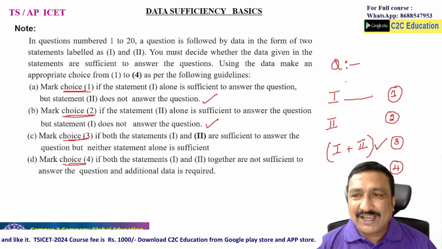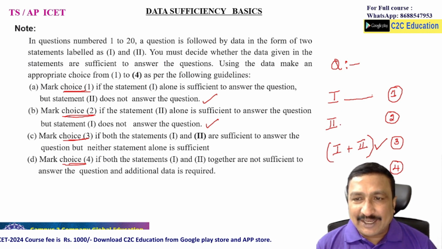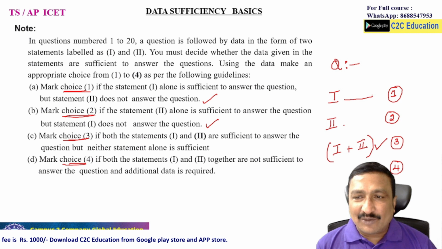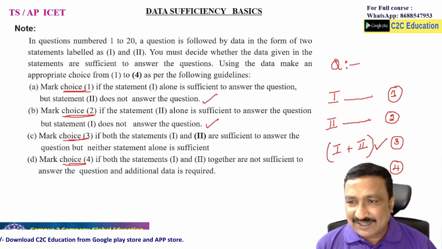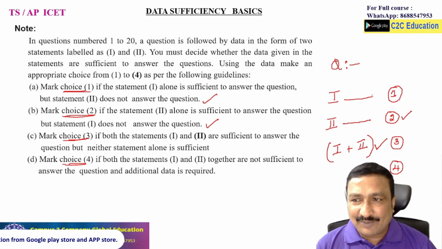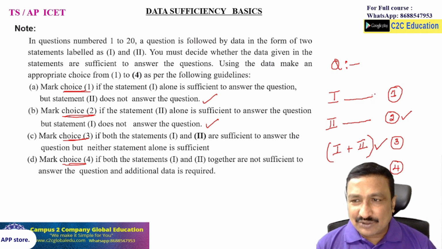Suppose we are not finding the answer from the first statement alone, then we have to go to the second statement. We have to look at the information from the second statement and understand it, then look at whether we can find the answer for the question or not. If you are getting the answer from the second statement, then you have to mark choice 2. We go to choice 2 only when we are not getting the answer from the first statement. You should not go to the second statement directly unless the first statement is not satisfied. You have to check the first statement, then go to the second statement.